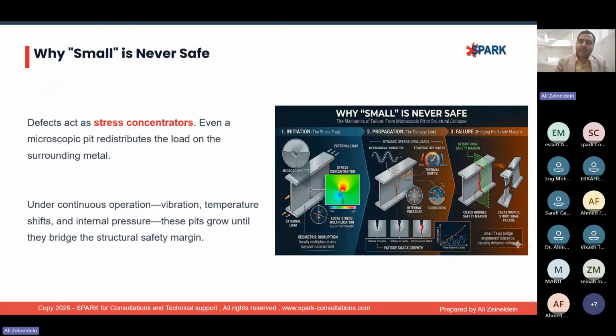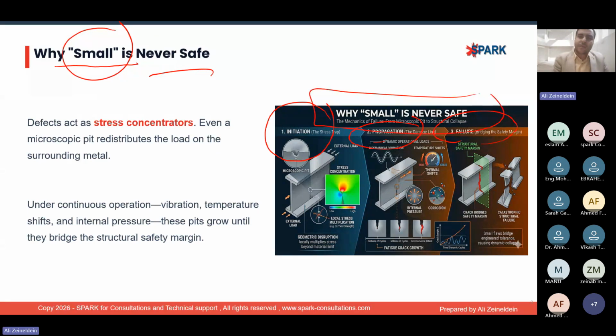Here we should know, as we discussed before, why a small defect is never ever safe. It's extremely clear that it starts with initiation, and then propagation, which we can see in this photo on the right side, and then after that failure. This is a chain that explains why small defects are never safe.